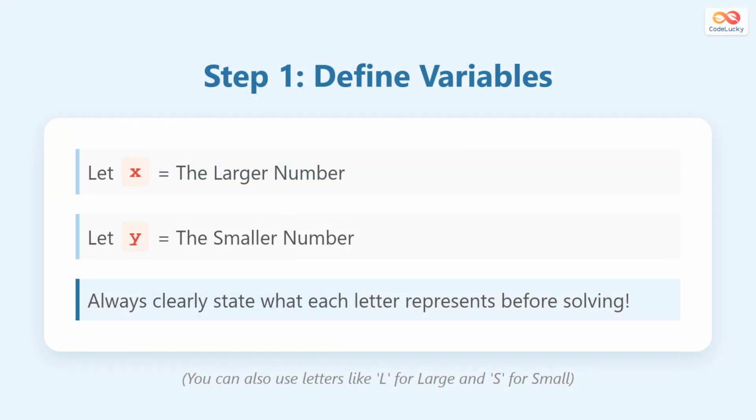Step 1 is always defining your variables. Don't just start writing numbers. Explicitly state, let x equal the larger number and let y equal the smaller number. You can also use L and S, but x and y are standard. This keeps your work organized.